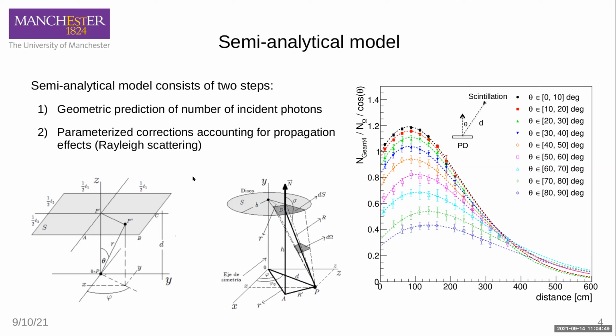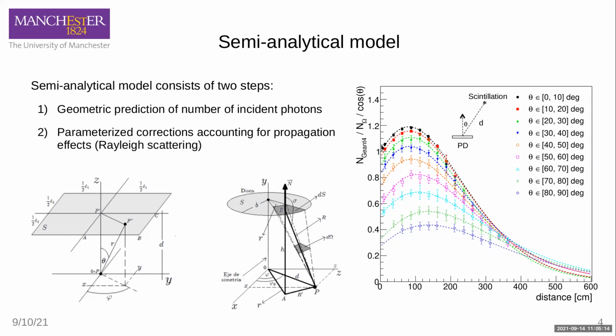We then apply parameterized corrections to account for propagation effects, such as Rayleigh scattering. This is an example of what these corrections look like on the right here. They are the ratio between full simulation in Geant4 and the prediction from the solid angle, and are parameterized in terms of the distance and offset angle between your scintillation and your photodetector. So this plot is a function of distance, and the different colors represent different angular bins.